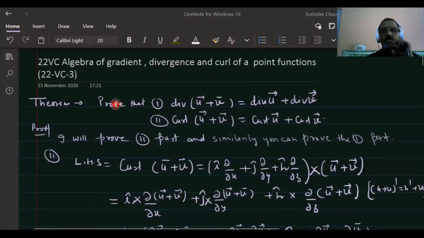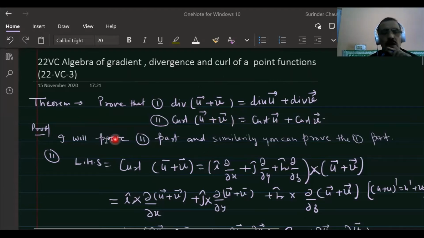Hello students, in this lecture we will discuss the algebra of gradient, divergence and curl of point function. So the first theorem is: prove that divergence of sum is the sum of the divergences, and curl of sum is the sum of their curls.